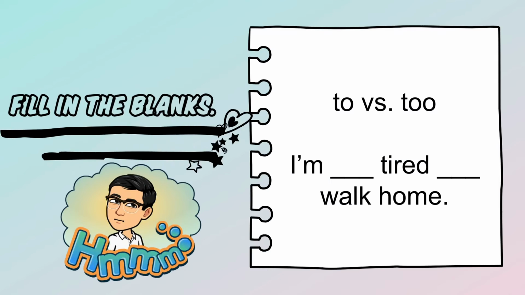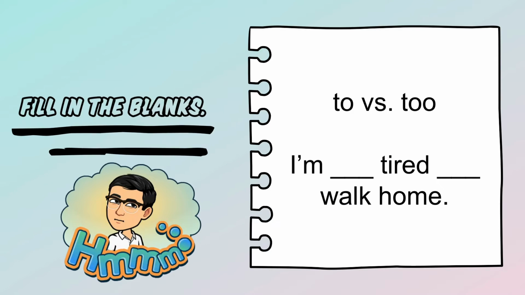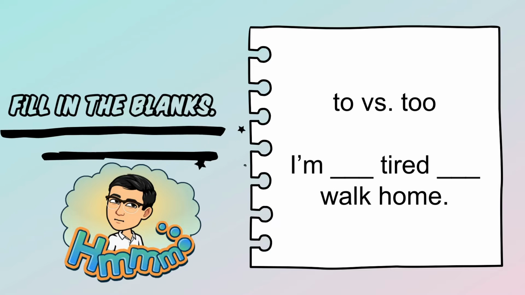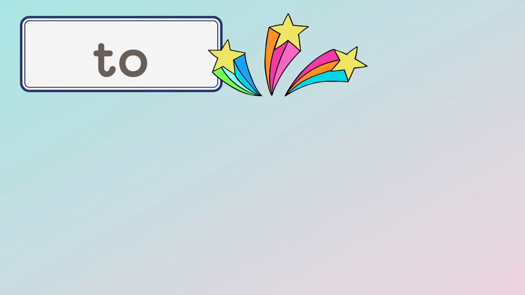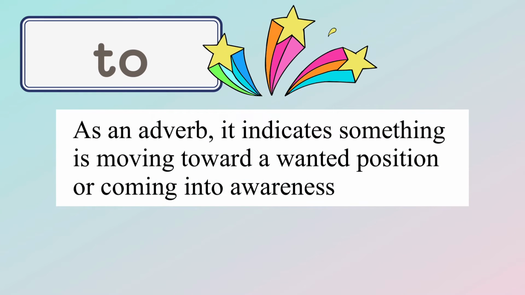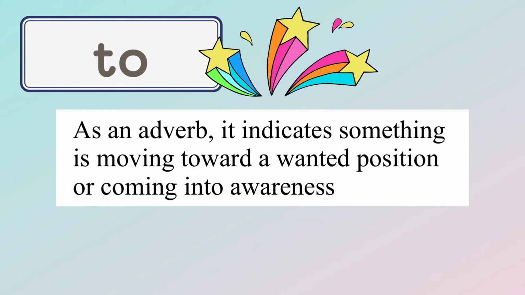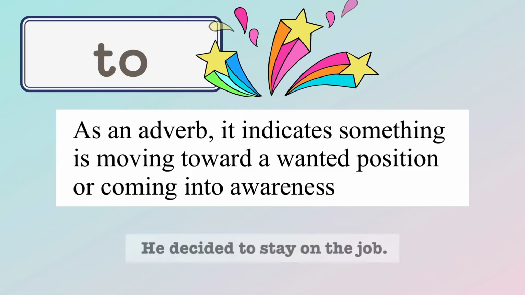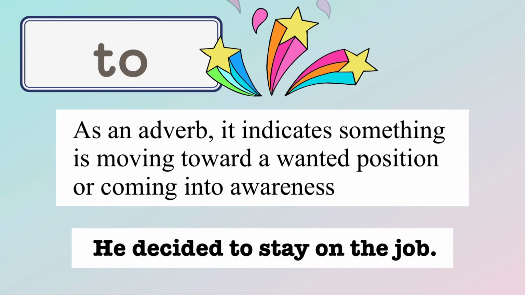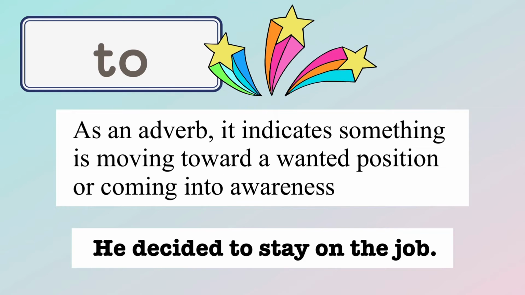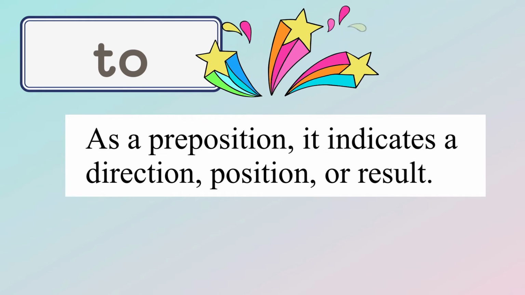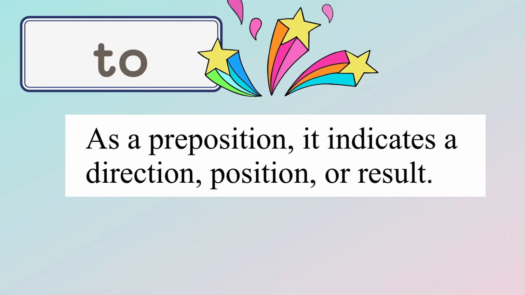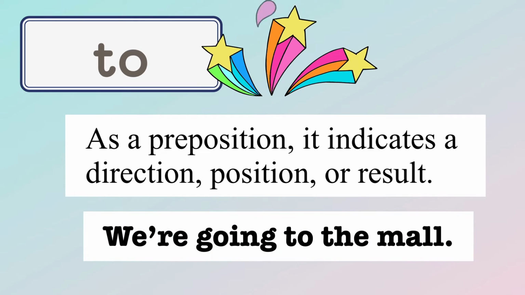To versus too. Fill in the blanks. To with one O. As an adverb, it indicates something is moving toward a wanted position or coming into awareness. Example sentence, he decided to stay on the job. As a preposition, it indicates a direction, position, or result. Example sentence, we're going to the mall.